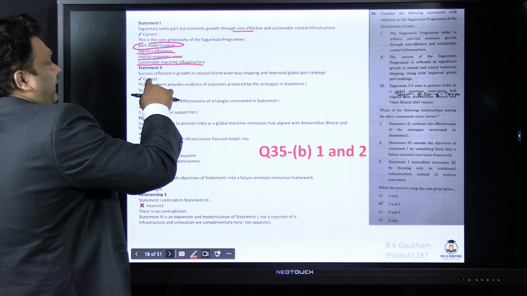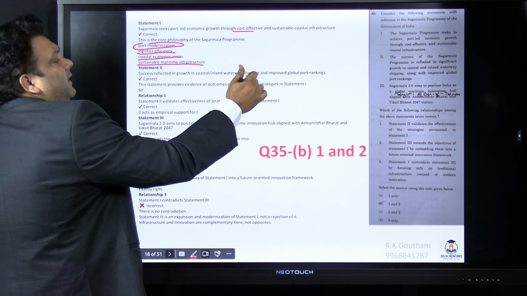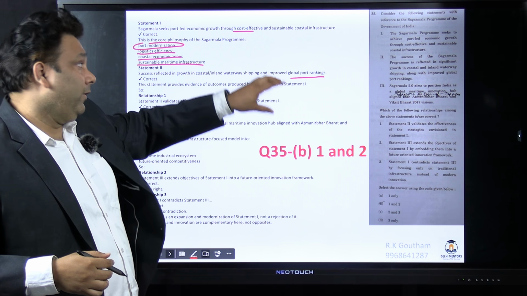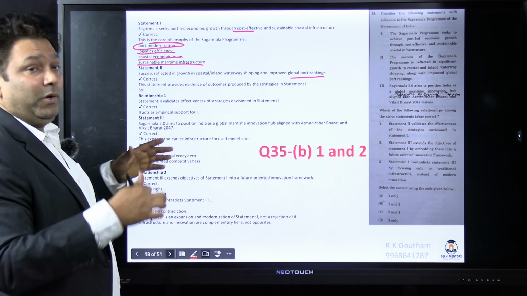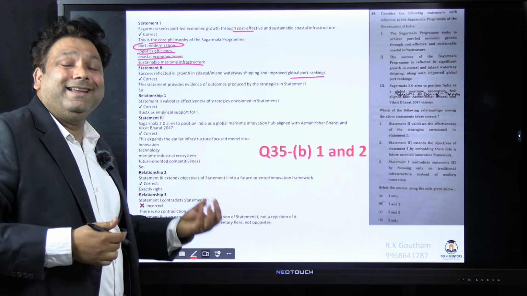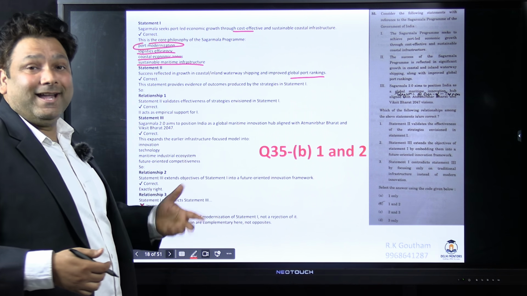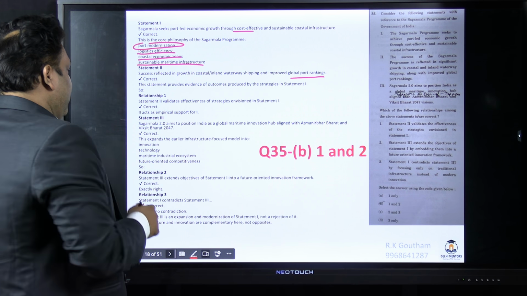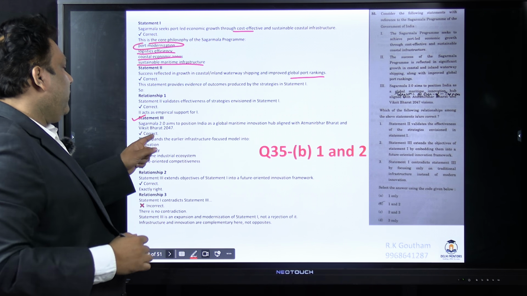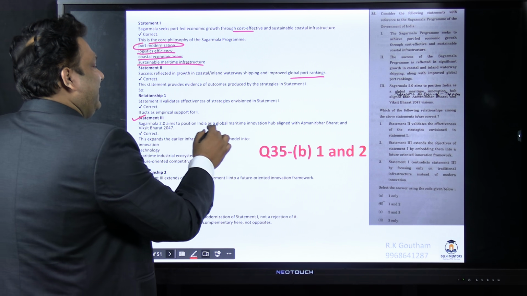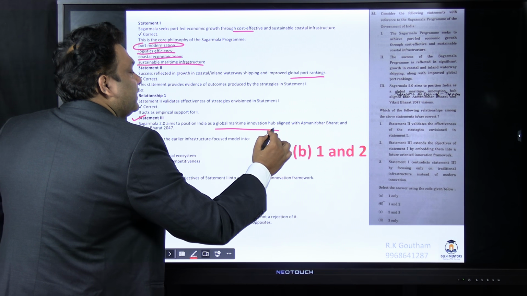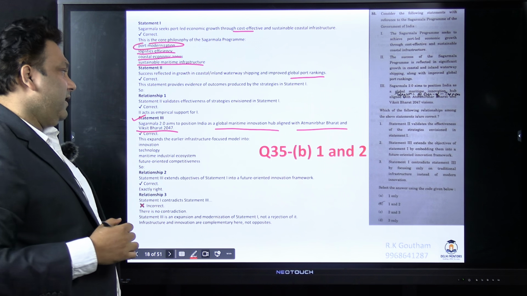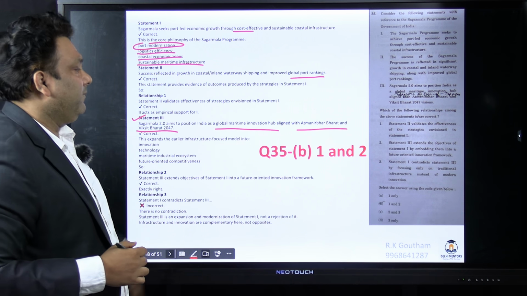The success reflected in the growth of coastal shipping and improved global port rankings. So this also has been in the news. So because of the focus on the port-led infrastructure, India's ranking also has been improved. The statement, okay, this is also right. Now look at the third statement here. Sagarmala 2.0 aims to position India as a global maritime innovation hub aligned with Atmanirbhar Bharat and Vikshit Bharat. So this is a very long-term aim.